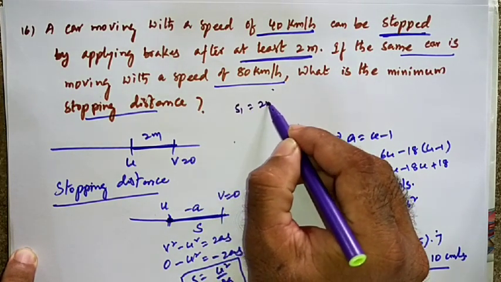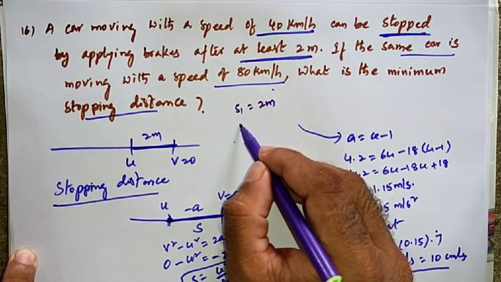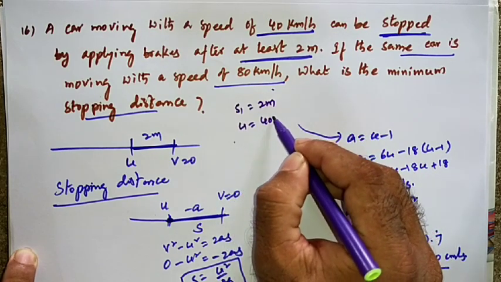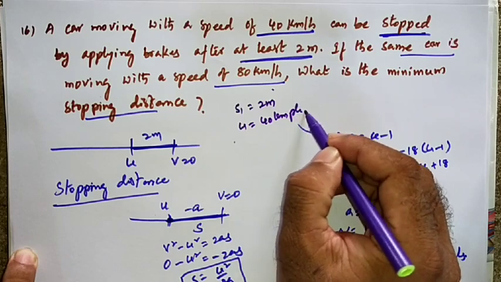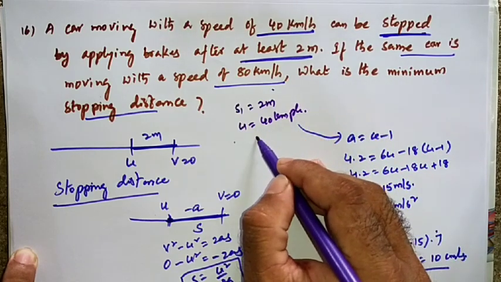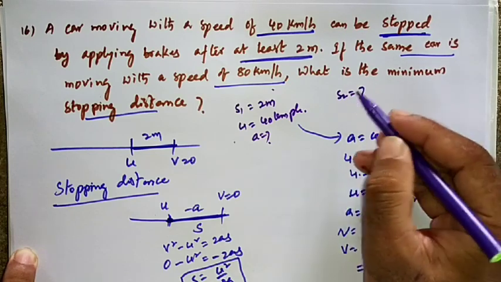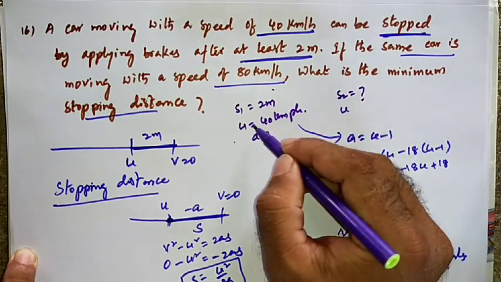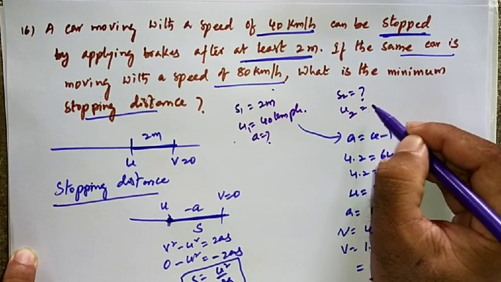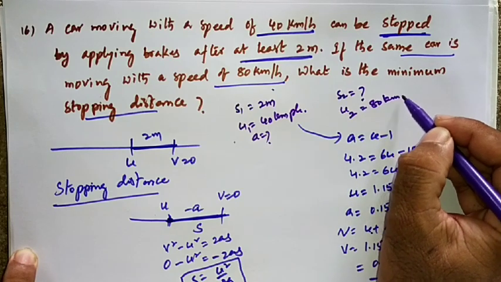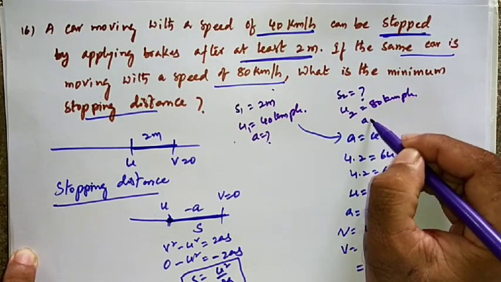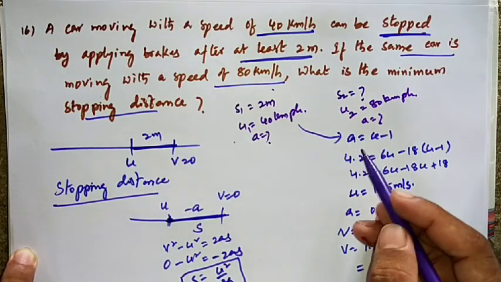S1 is 2 meters, u is 40 kilometers per hour, and a we don't know. Next, in the second case, we need to calculate the stopping distance. Here u, let us take this as u1. u2 is how much? 80 kilometers per hour. Here a is also the same, because the same car is moving.